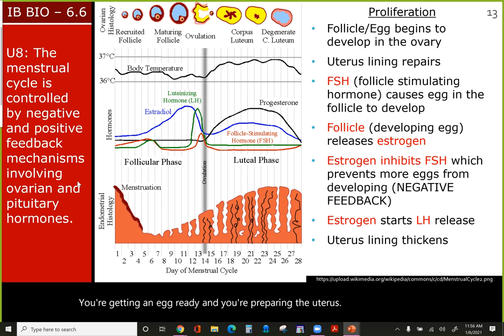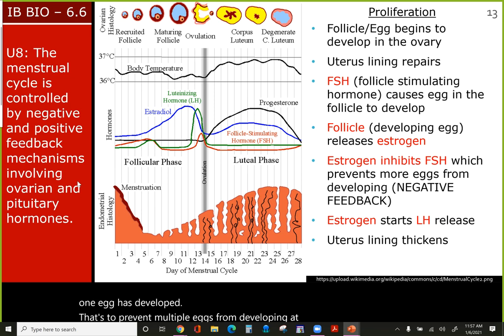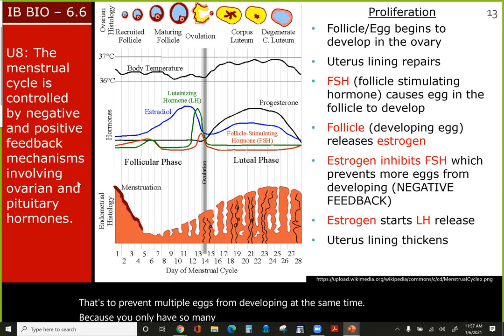During proliferation, you see negative feedback between estrogen and FSH after one egg has developed. That's to prevent multiple eggs from developing at the same time, because you only have so many eggs. When you run out of eggs, that's menopause.